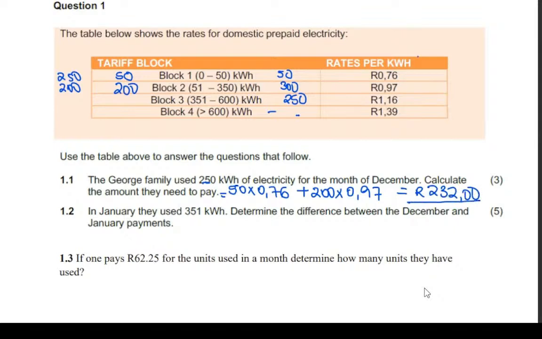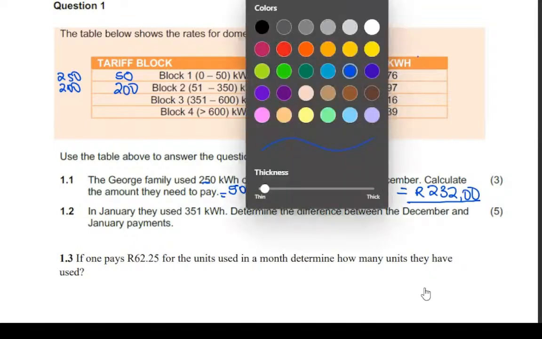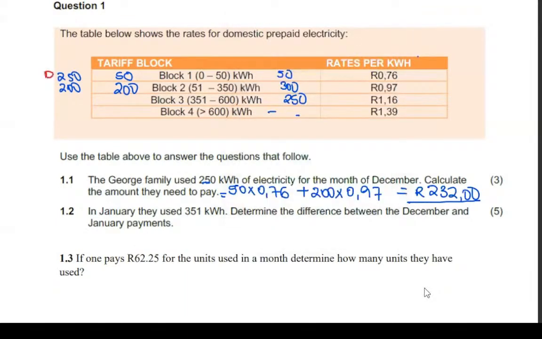In January, they used 351 kilowatts. Determine the difference between December and January payments. We are going to do the same. However, allow me to use a different color for January. I will use red. Now, January, this was December. January, they are talking of 351.